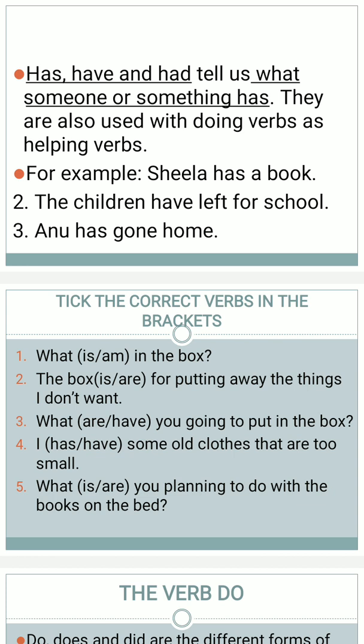Like Sheila has a book, it is representing possession. Children have left for school, here have is used as the helping verb. And Anu has gone home, here has is also used as a helping verb.